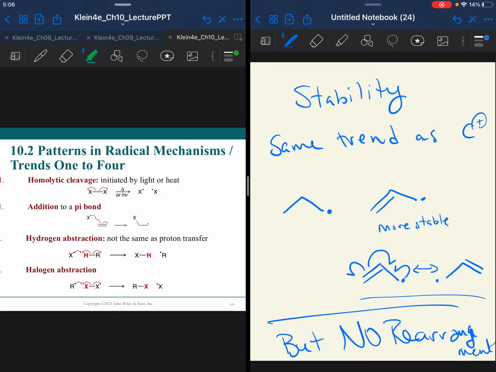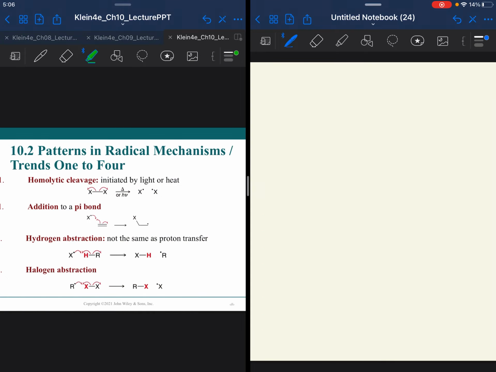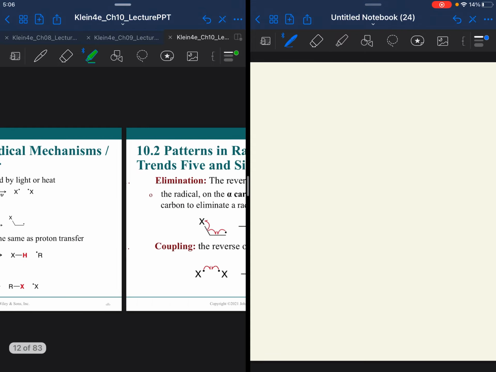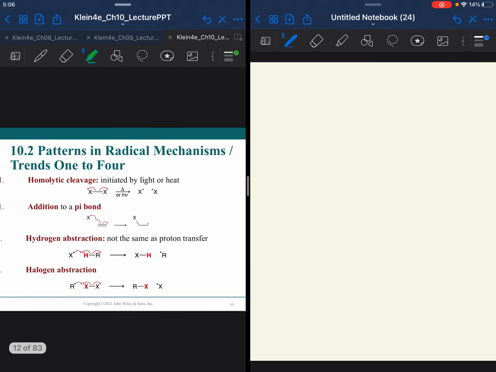Now, when we get into specific reactions, there are different patterns that we are going to see. I'm going to go through these relatively quickly because I'm more interested in looking at the actual reaction. But most patterns, trends in these different categories.